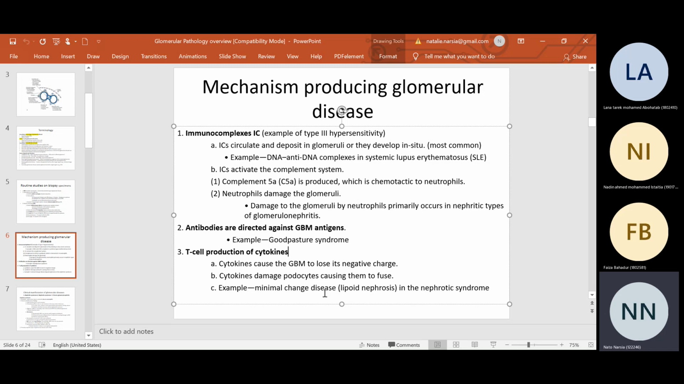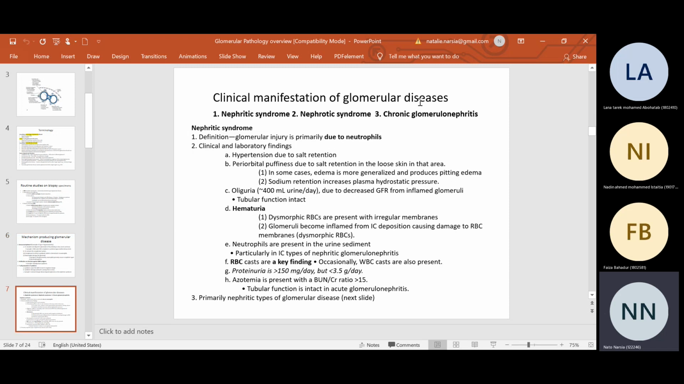So pathogenesis is super interesting and glomerulonephritis is a very interesting and logical disorder, by the way. So, 3 mechanisms. Keep in mind that we will talk about immune complexes, antibodies, and cytokines. Now, clinical manifestation of glomerular disease, that is also a general principle. When I talked about nephritic and nephrotic syndrome, and you see here a third, chronic glomerulonephritis as well, they are all clinical manifestations.